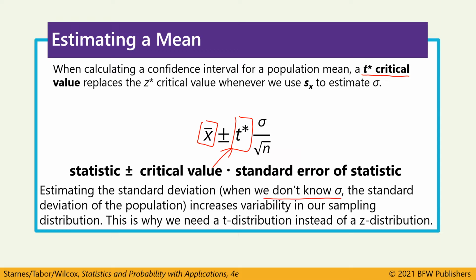The whole reason that we need to use t star instead of z star is because we don't know what sigma is. We don't know the standard deviation of the entire population. We only know the standard deviation of our sample, s sub x. And using that sample result instead of the population parameter introduces an added level of variability, which is accounted for when we use that t critical value instead of z.